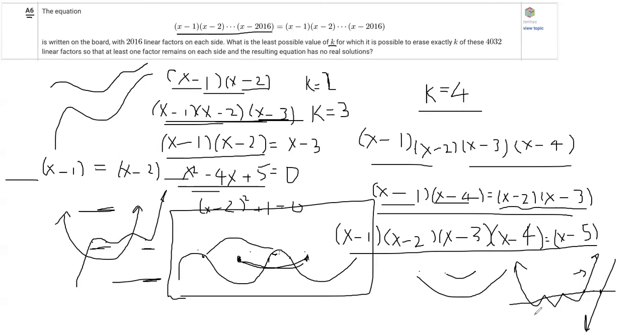Well, I think the simplest way we can approach this question is to look at where the polynomial is going to be most negative. I think it's going to be most negative here, just by looking at the magnitudes of the differences. So let's plug in 3.5 to see if we get a contradiction. When x is 3.5, what do we get? The left side is 2.5 times 1.5 times 0.5 times negative 0.5.